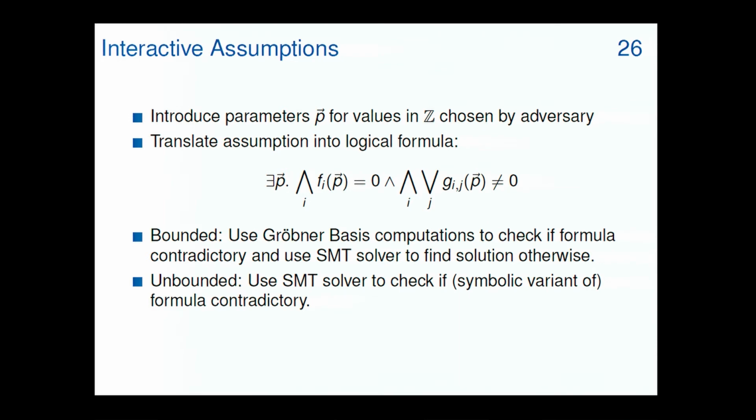And for the unbounded case, we cannot directly get this finite set of polynomial equalities and inequalities, so we have to compute a symbolic approximation of this and then use SMT solvers to find a contradiction.